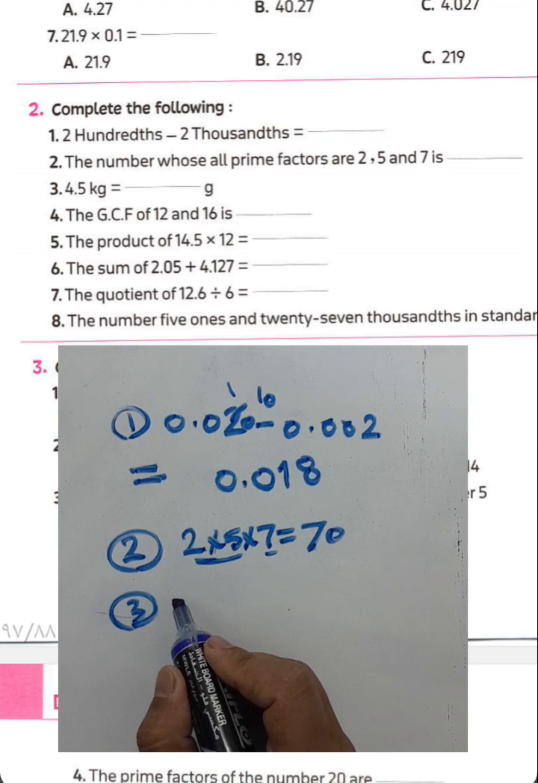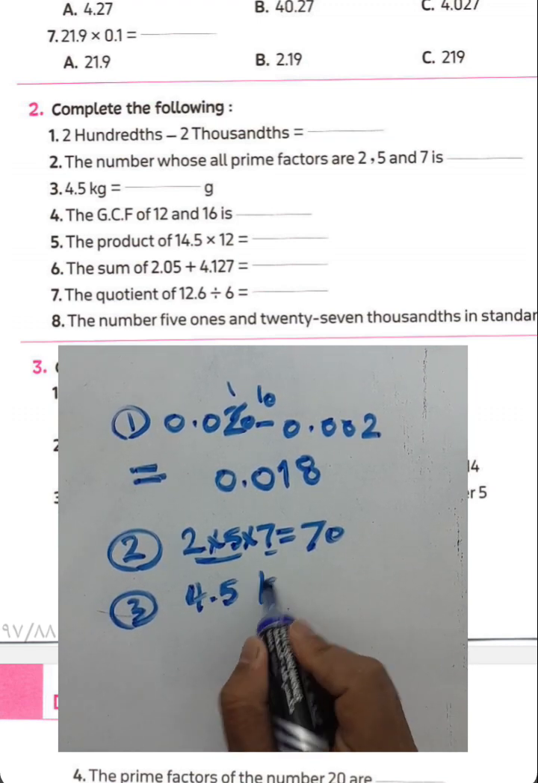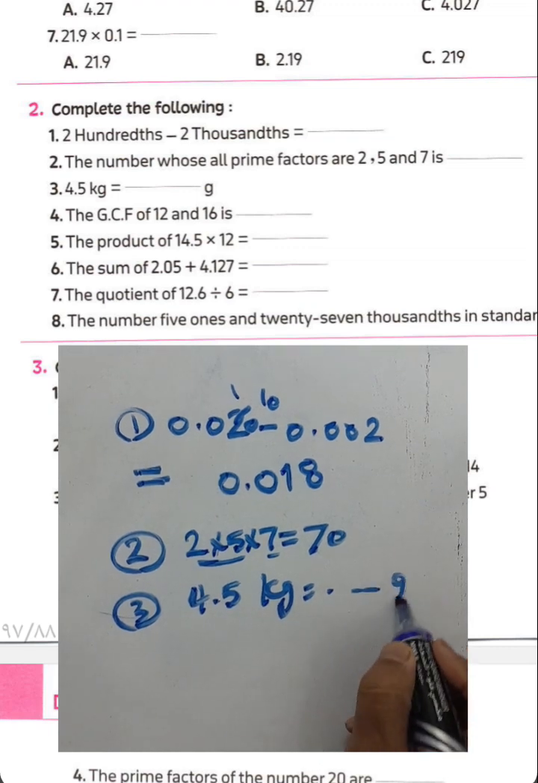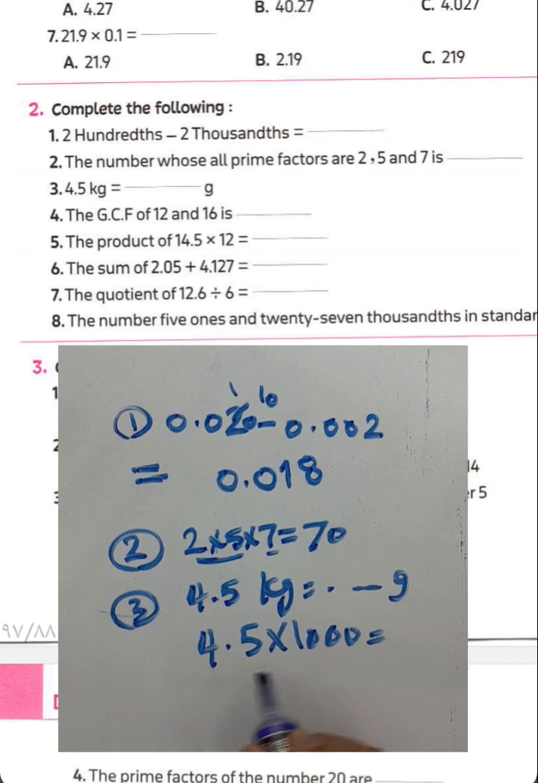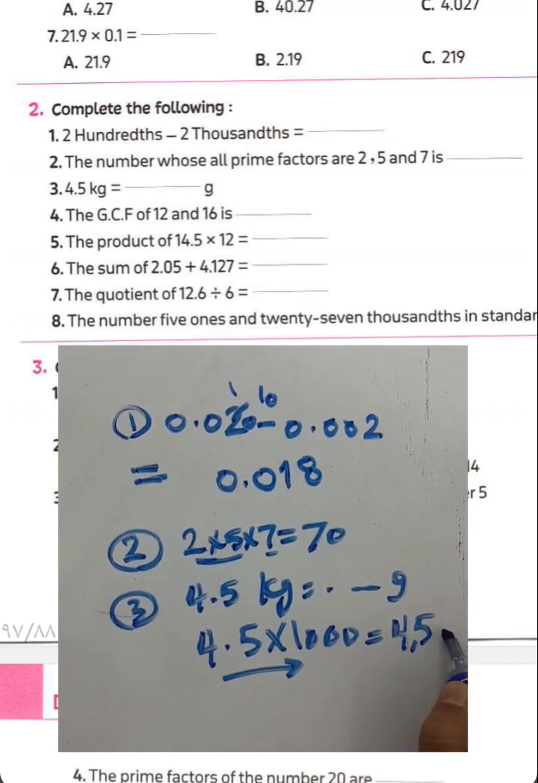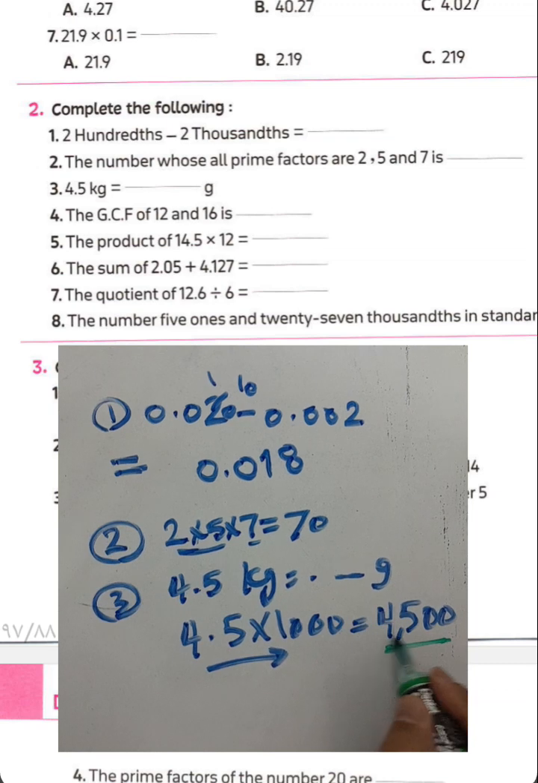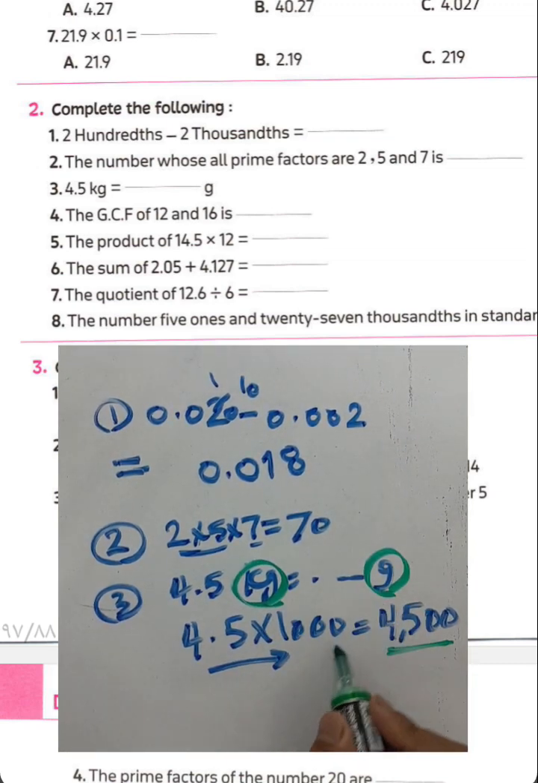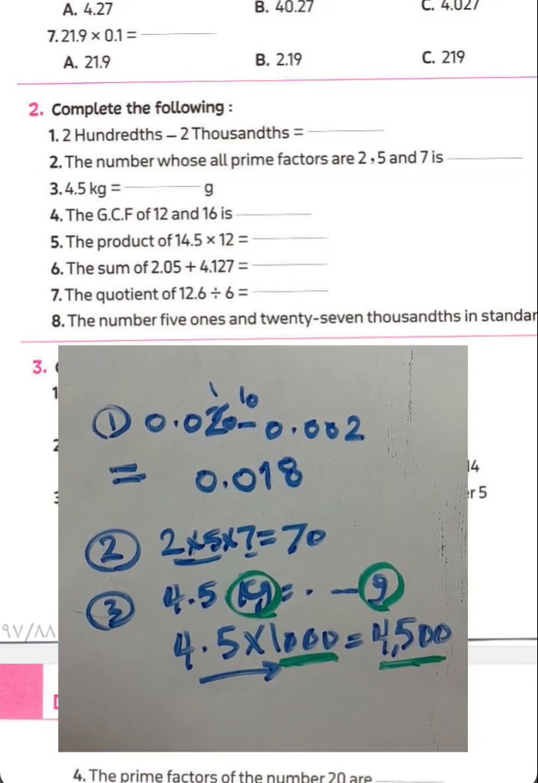Question number 3. 4.5 kilograms equals how many grams, by multiplication by 1000. Move the point right by 3 places. It will be 4500. To convert from kilogram to gram, multiply by 1000, the result will be 4500.